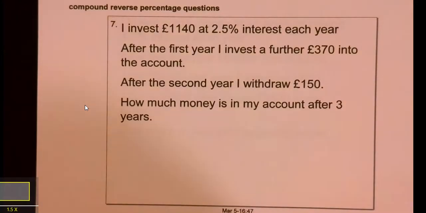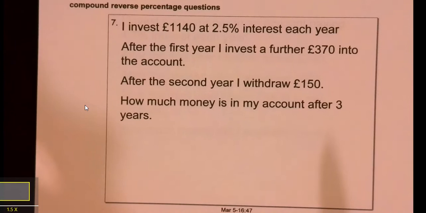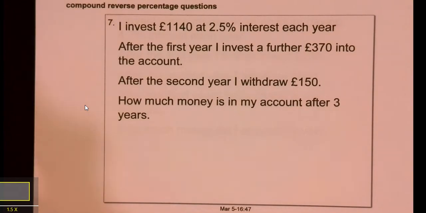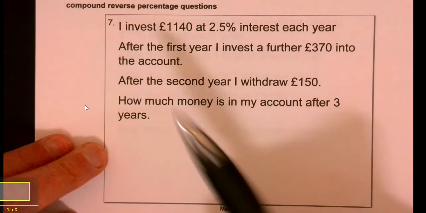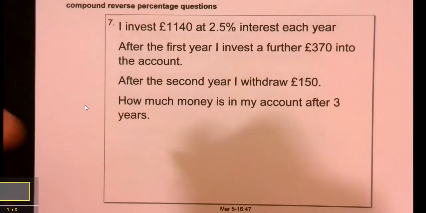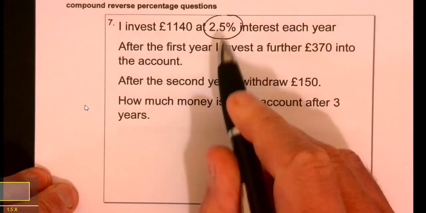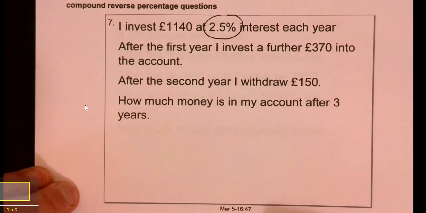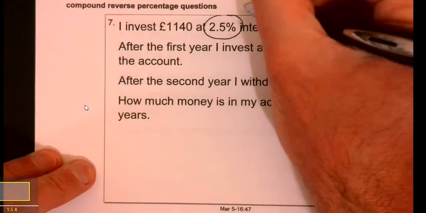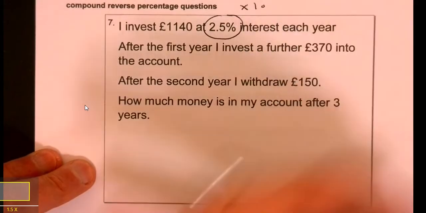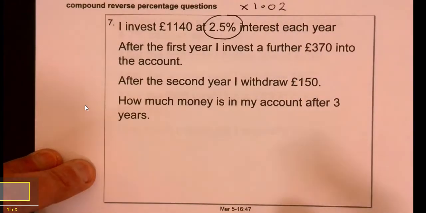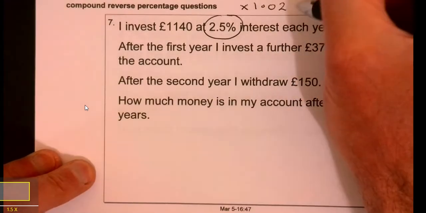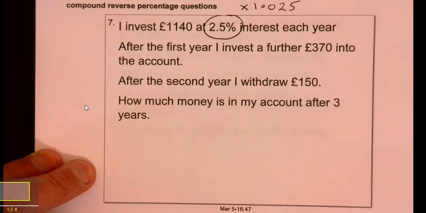So let's have a look at these questions from 7 to 10. And remember, it's absolutely fine if you're just working through them with me. This is slightly different because it says 2.5% interest per year. So what that means is that we're going to multiply by... if it was 2% interest, it'd be 1.02. So if it's 2.5% interest, there we go. That's going to be the main difference about this question.